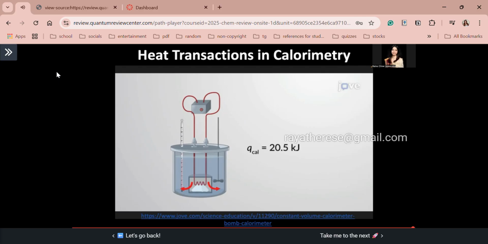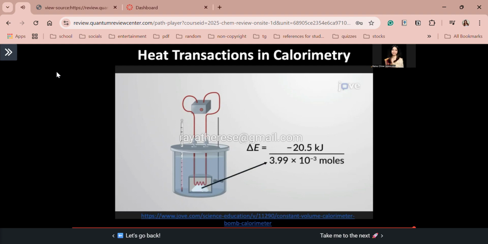The heat gained by the calorimeter exactly equals the heat released by the reaction. The bomb being sealed, the reaction occurs at constant volume, and the work done is 0. Thus, the heat of the reaction equals its internal energy change, negative 20.5 kilojoules. Dividing this value by the number of moles in 0.512 grams of naphthalene, 3.99 times 10 to the negative 3 moles, gives the change in internal energy per mole of naphthalene, which is negative 5,140 kilojoules per mole.